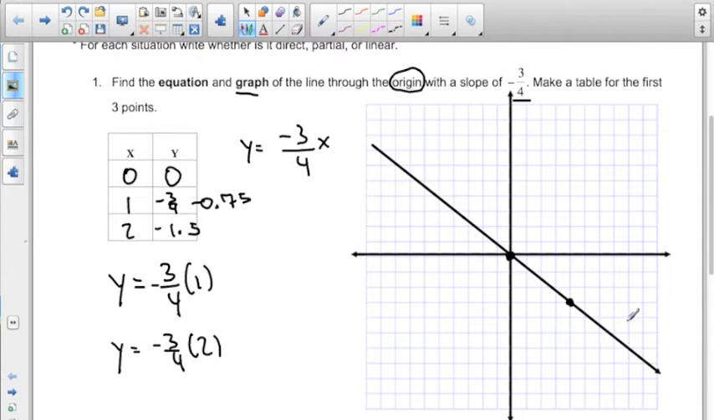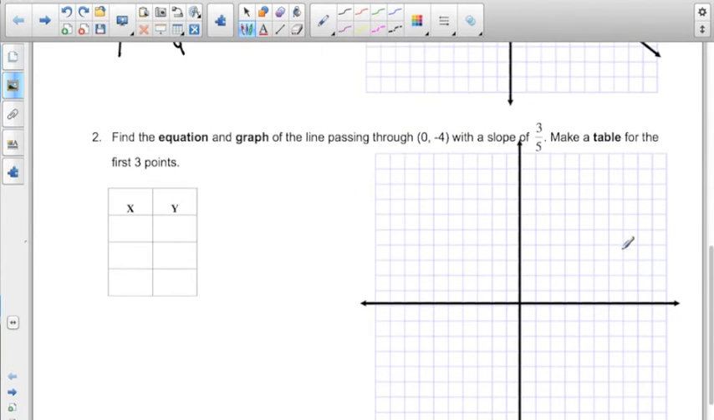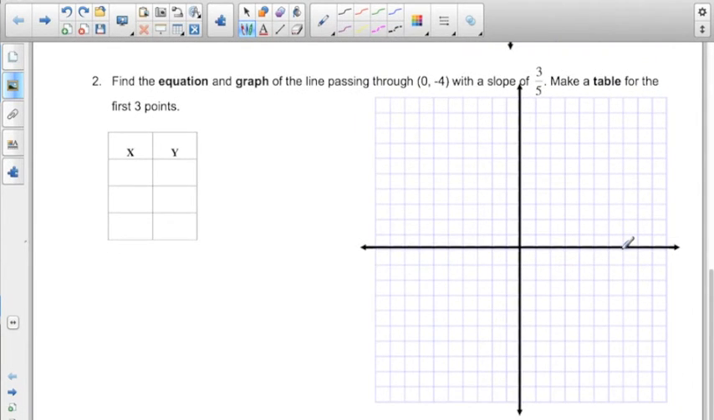That's all you have to do. Question number 2, it says find the equation and graph the line passing through (0, -4) with a slope of 3/5. Make a table of values for the first point. So it's the same thing. We look right here, 3/5, and it tells us a line passing through. When it says passing through, that's our y-intercept. So here it is. We start at x 0, -4, 1, 2, 3, 4. This is our first point.